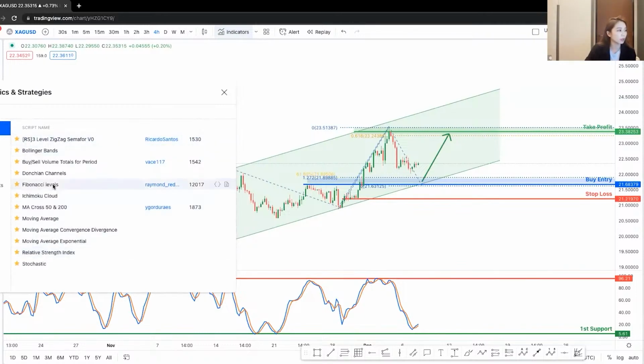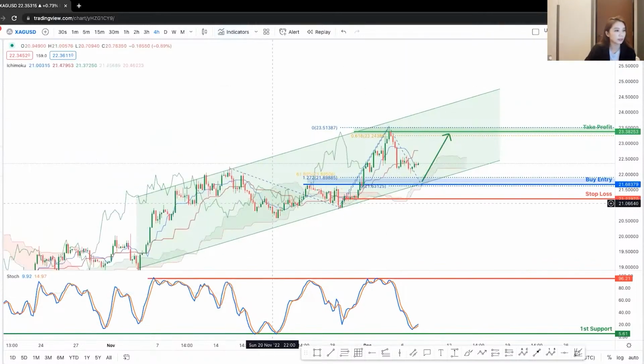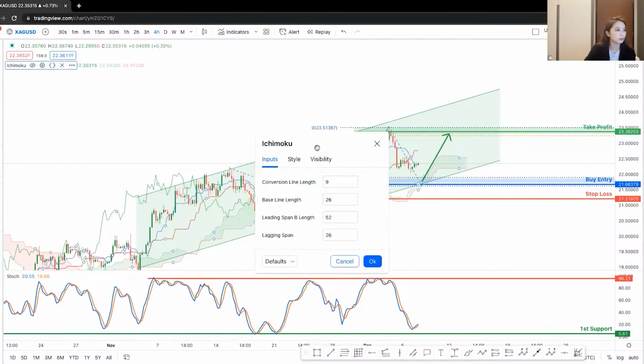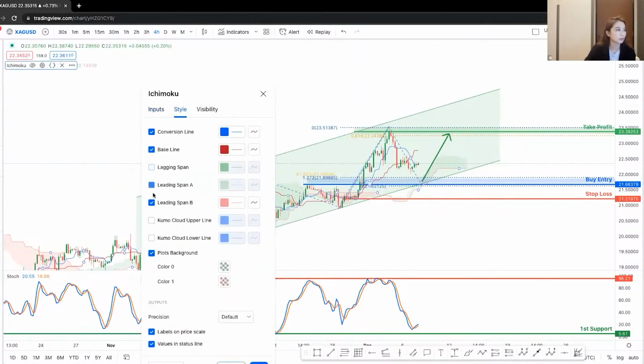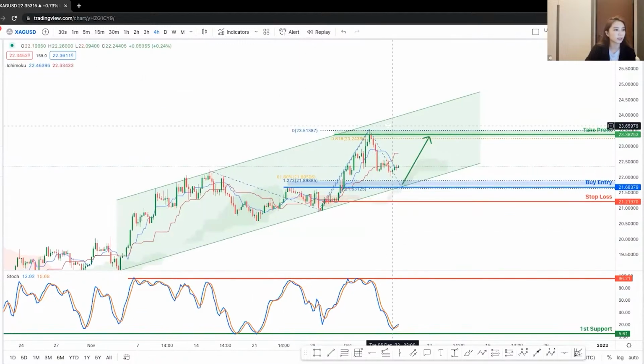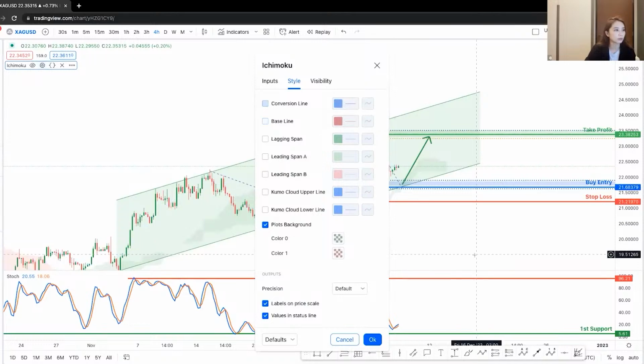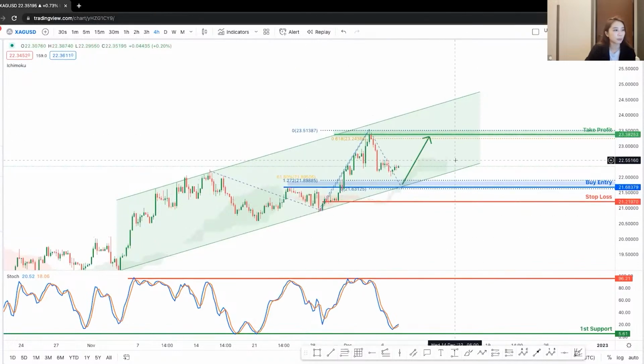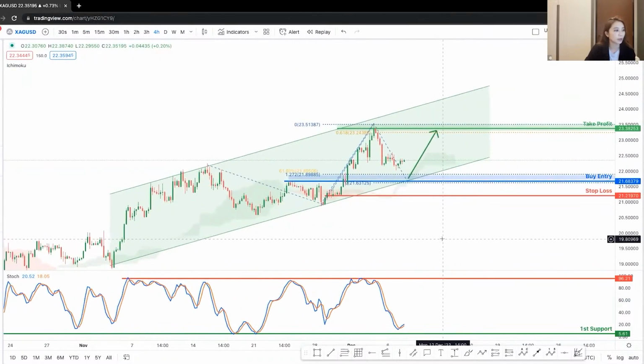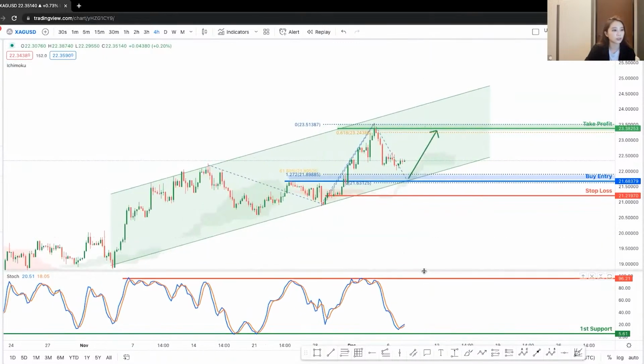Okay, I am looking at this as well, the Ichimoku cloud, the lagging span. So you can see that price is actually above the cloud and we are indicating an upward movement momentum. All right, this is our silver for today.